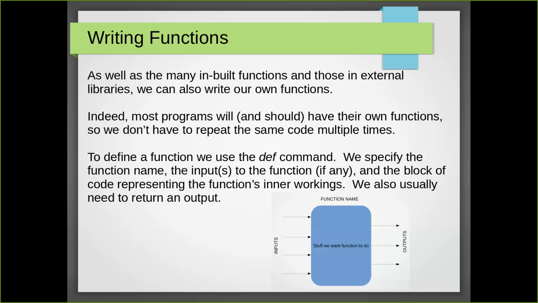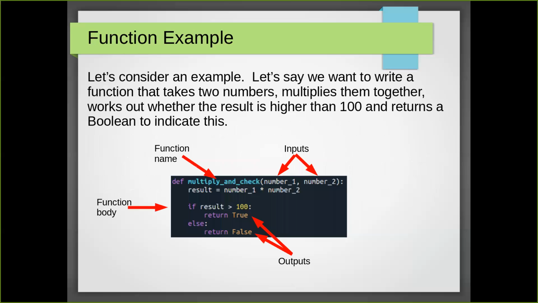So remember back to this diagram that we talked about back on the very first day, where we talked about principles of programming. We said that a function consists of a function name, a body, which is the stuff we want the function to do, and then a number of inputs coming in. We do something with those inputs, and then we generate some outputs. And that's basically all we're doing. So let's look at an example of a simple function that we might write in Python.